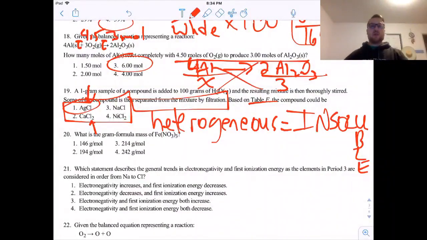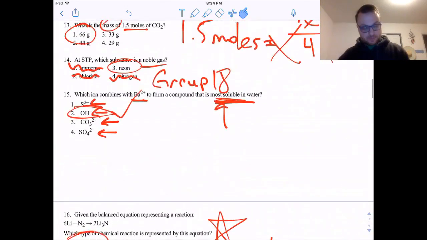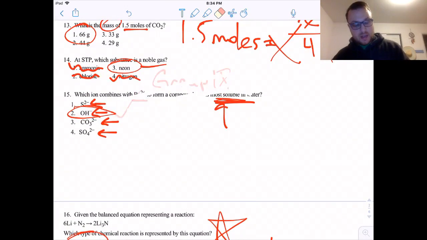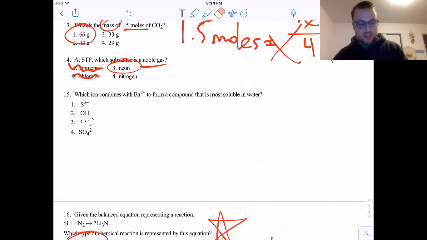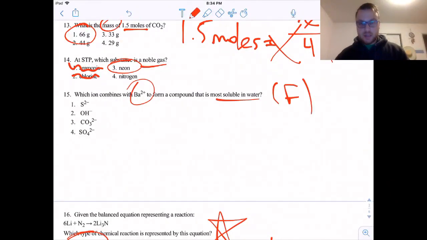All right, 15. How'd I do 15? I did 15 the exact same way I just did 19. I am concerned about barium. I am concerned about its solubility, which is going to be table F. And I want it to be soluble when it bonds to one of these 4 things. So I need to find these 4 things on table F. I need to find what happens when they bond to barium. And if they're soluble with barium, that's the correct answer.